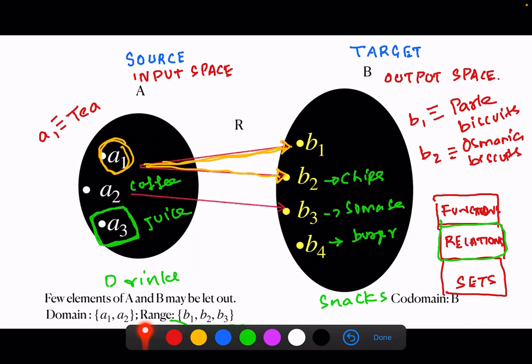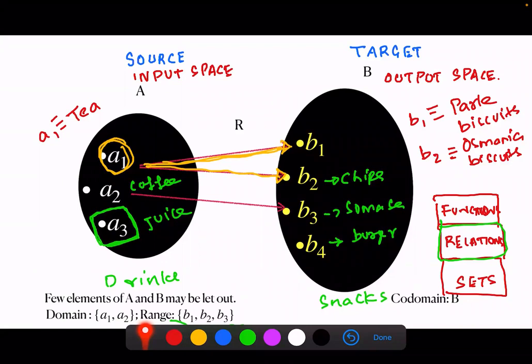So in that codomain, B4 will also be included, right? Yeah, B4 will be included. It is the entire set B. If you take a look at the range, maybe B4 is not there because it is not connected to anybody in set A.